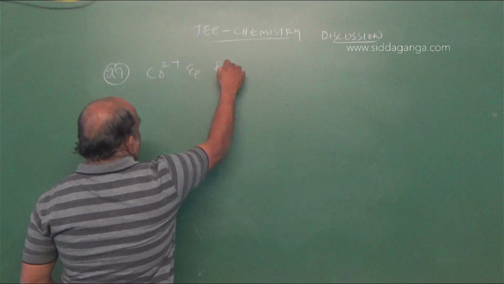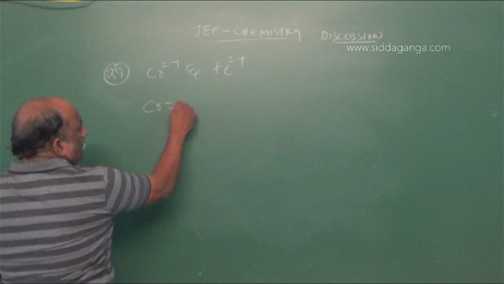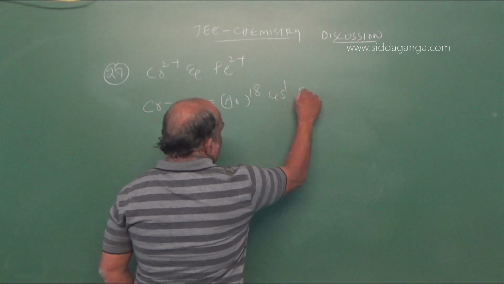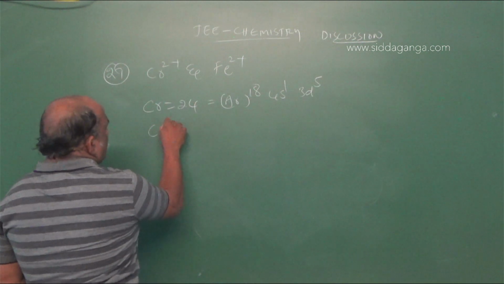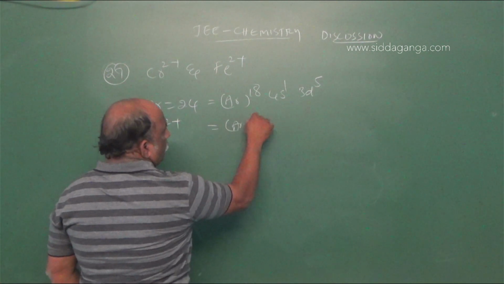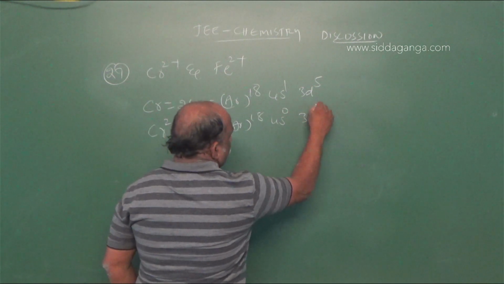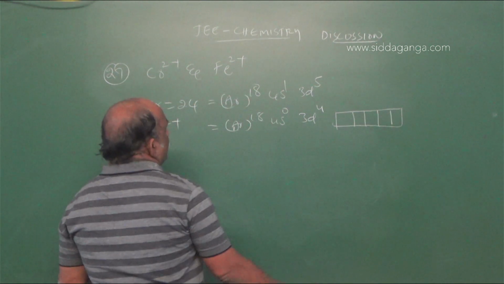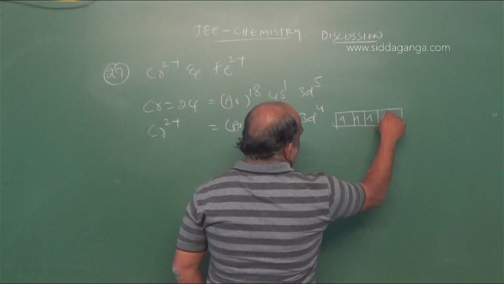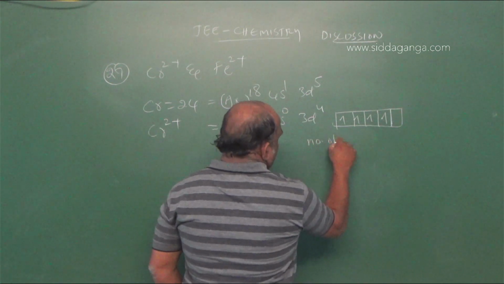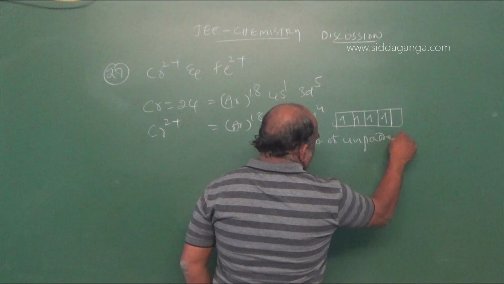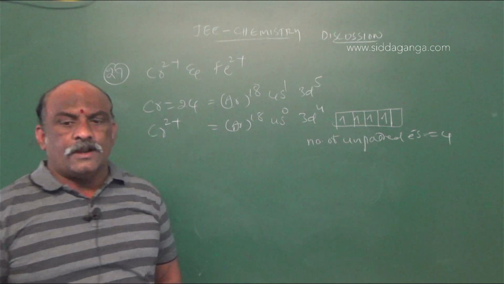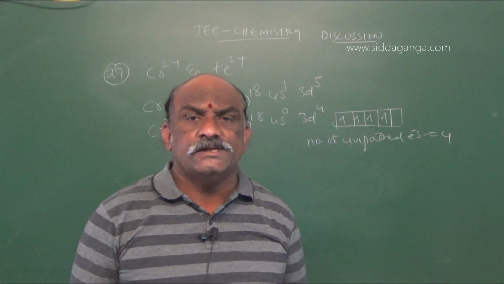Cr, atomic number 24, argon 18, 4s1, 3d5. What is Cr2 plus? Cr2 plus is removal of 2 electrons, argon 4s0, 3d4. Argon 4s0, 3d4 means 1, 2, 3, 4 unpaired electrons. Number of unpaired electrons present in Cr2 plus is 4.